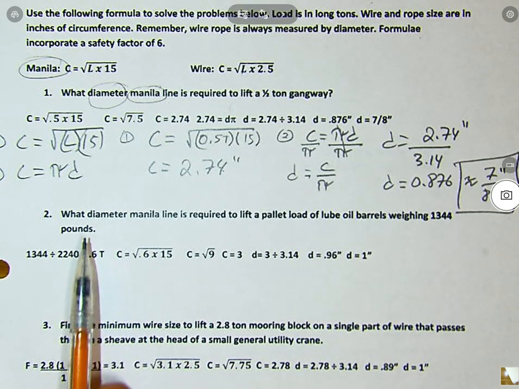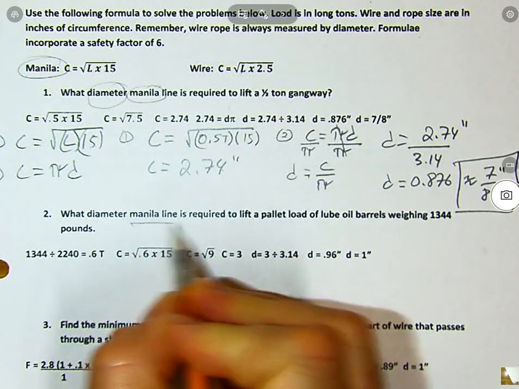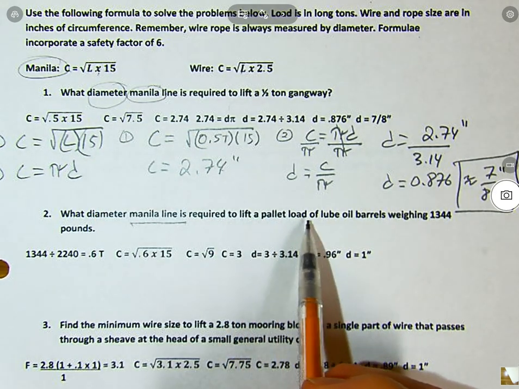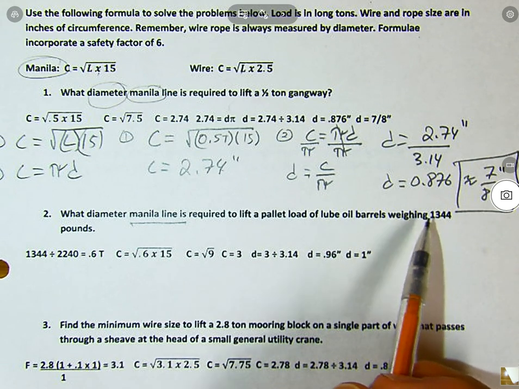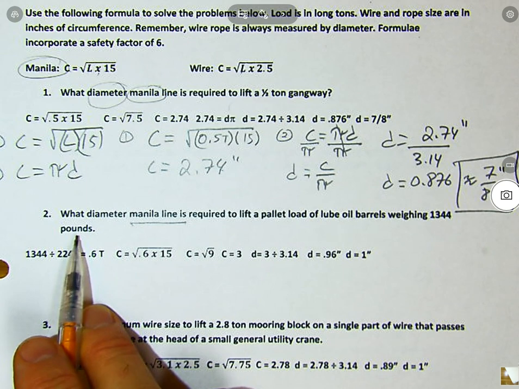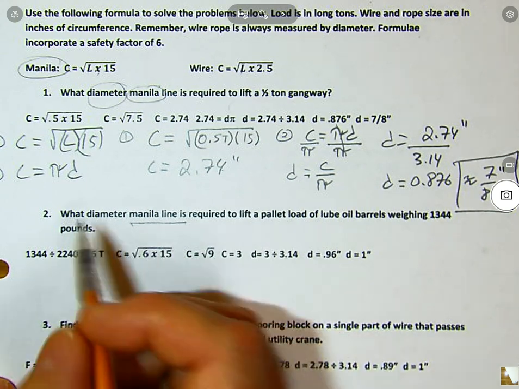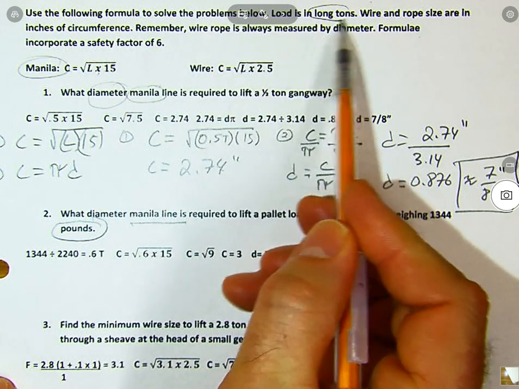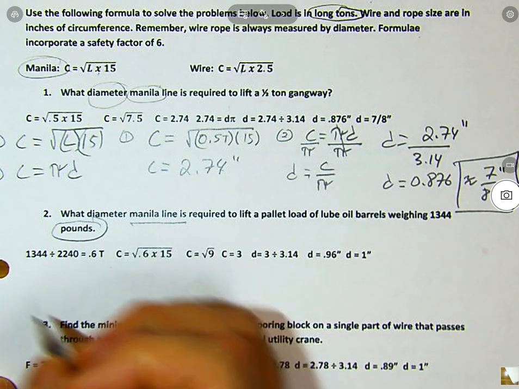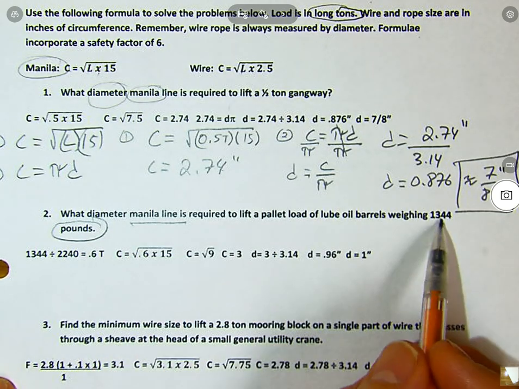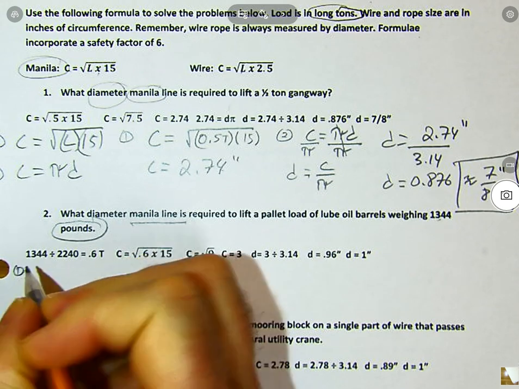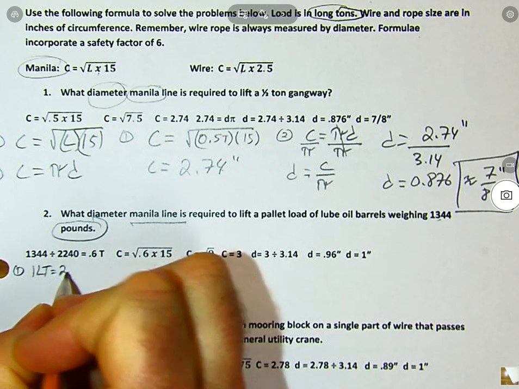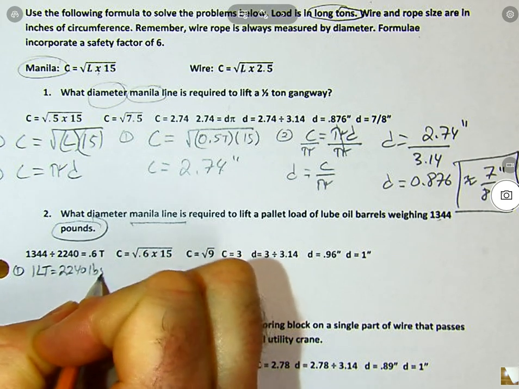What diameter manila line is required to lift up a load of barrels weighing 1,344 pounds? Again, it's manila line, so we're going to use this same formula. Look at this: pounds. And up here it says tons. So the first thing we have to do is convert the pounds to tons. We use the conversion factor: 1 long ton equals 2240 pounds.